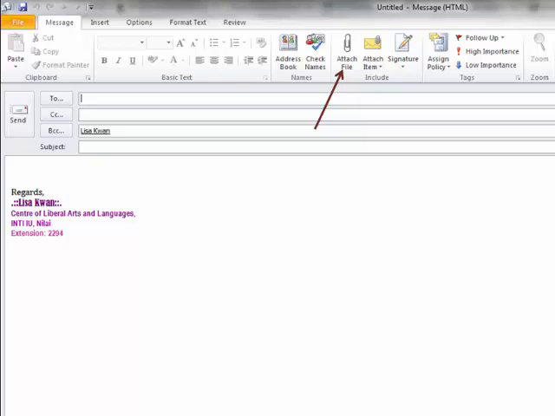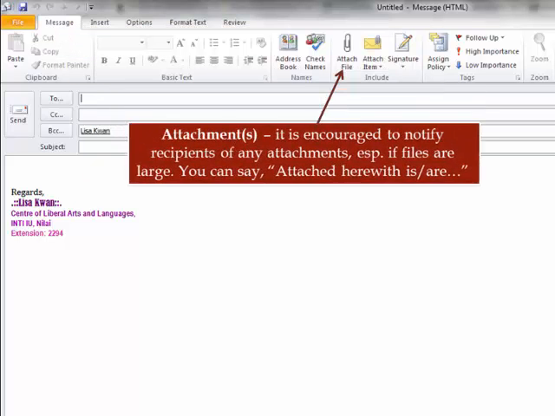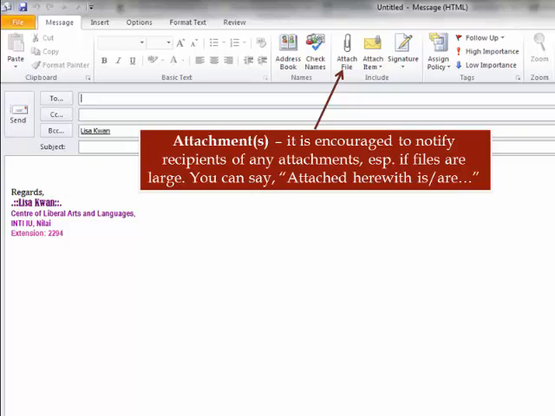And included in the email, you have an attach file option where you can attach files. Now, if you write the email, for example, for your tests or exams, you can also include this. So when you have attachments, you notify in the body of your message, you notify the recipient that you have attached a certain document or file. So you can say attached herewith is the document or the receipt that is proof of my purchase, for example.